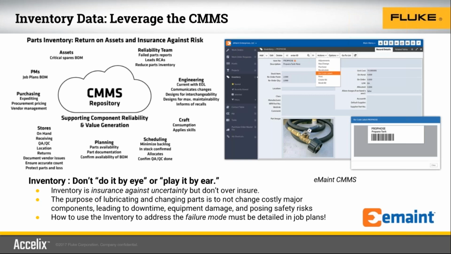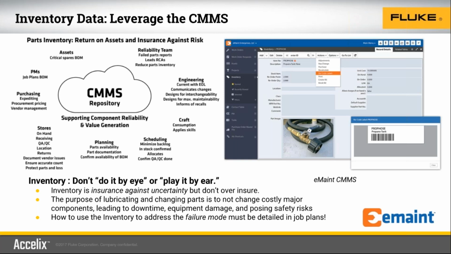So as far as our parts inventory, the way I look at inventory is it's an insurance against risk. So I get a lot of this, yeah, we kind of do it by eye, or well, most people don't play it by ear because they can't hear their inventory. But the point here is that inventory really is an insurance against uncertainty. And think about insurance for a second. You don't want to overbuy your insurance, because if you do, there goes your profit. So we've all probably seen stuff in our garage that's inventory that essentially has no value today.